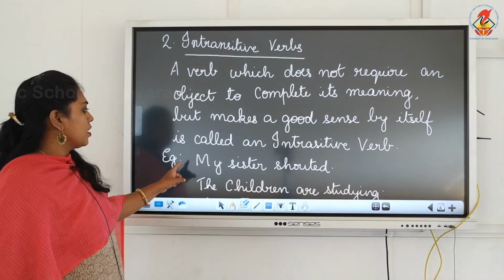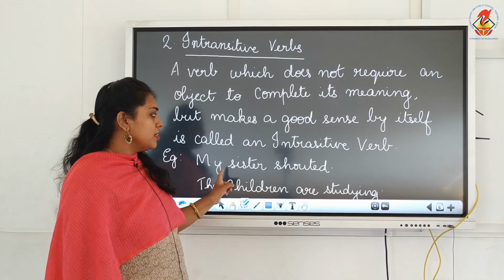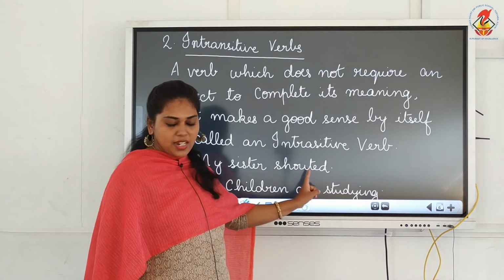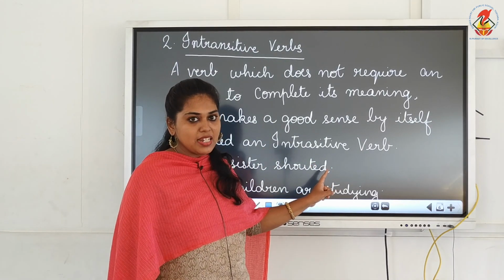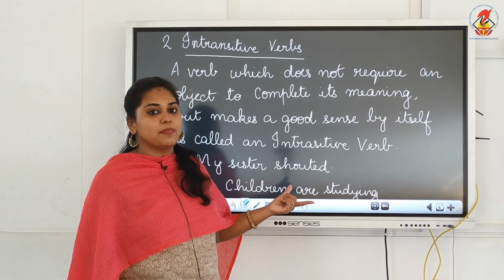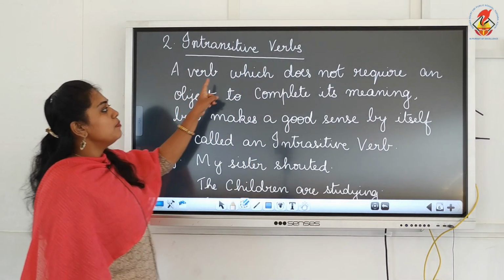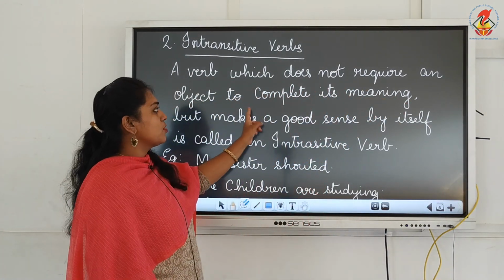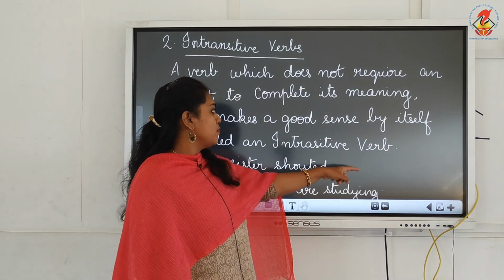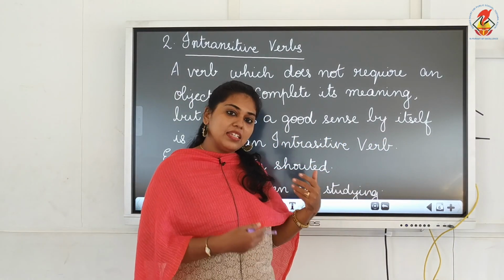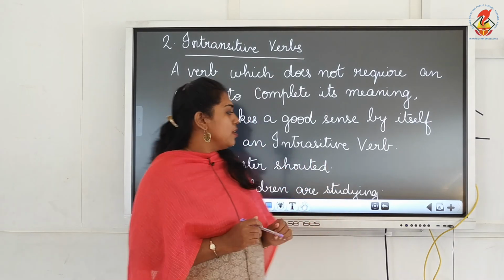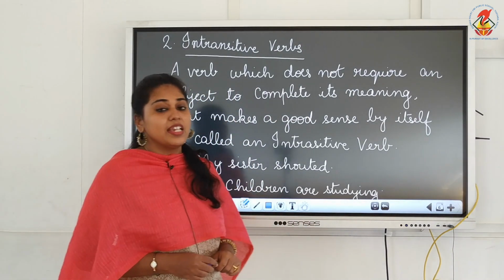For example, my sister shouted. Here, do we have an object, children? No. But with the subject and verb itself, it gives a complete meaning, right? So, such kind of verb which does not require an object to complete the meaning is what we call an intransitive verb. A verb which does not require an object to complete its meaning but makes a good sense by itself is called an intransitive verb. But makes a good sense by itself means with the subject and verb itself, it gives a complete meaning, it makes sense. So, such kind of verb is what we call an intransitive verb.